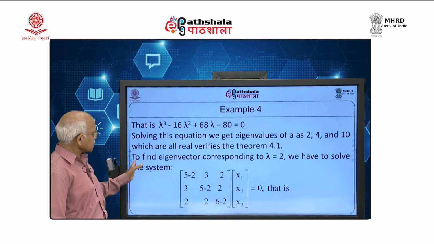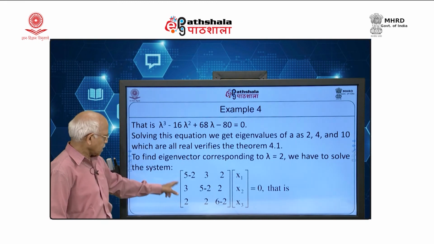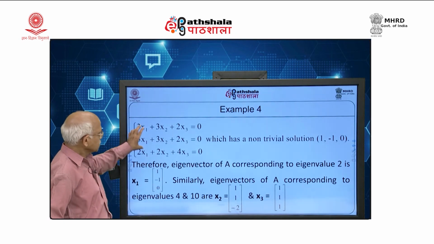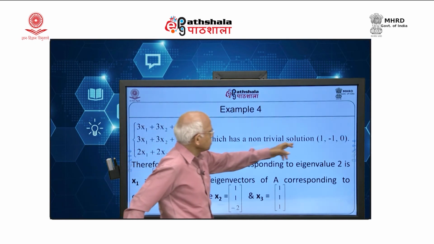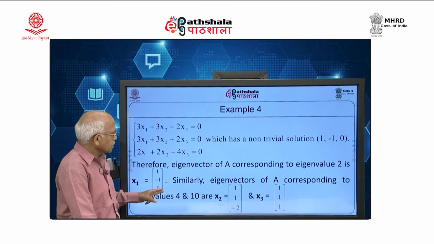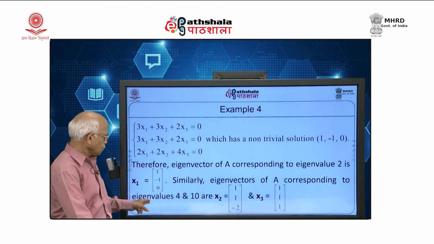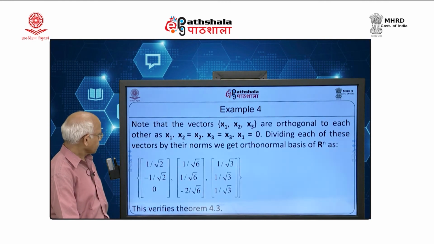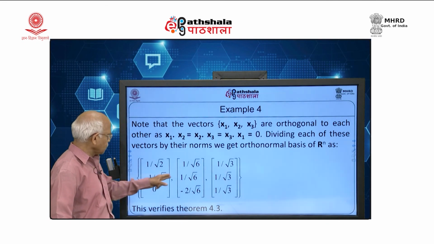Then we find the eigenvectors corresponding to these eigenvalues. For lambda equal to 2, solving this system, we have already done this exercise earlier, so I will not repeat that. We get a system like this, and from that we get a non-trivial solution 1, -1, 0, and therefore the eigenvector corresponding to eigenvalue 2 will be this. Similarly, eigenvectors of A corresponding to 4 and 10 are like this, and if I take these 3 vectors together and divide by their magnitudes, I will get 3 vectors like this.